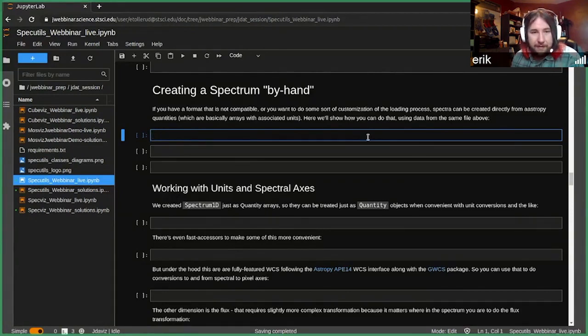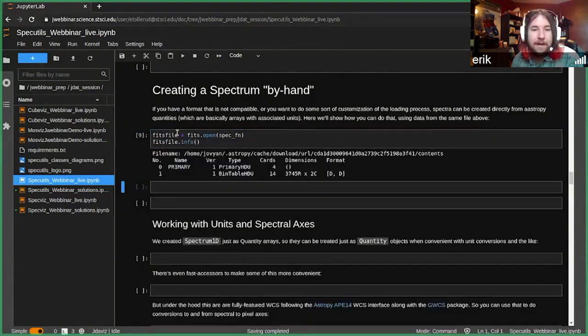So to give an example of how that works, let's load that file that we were just looking at, that we actually used the reader on, just as a FITS file. Looking at that file, it's a pretty simple FITS file that just has a table that has 2 columns. Let's look at those columns. Make sure we understand what we're looking at.